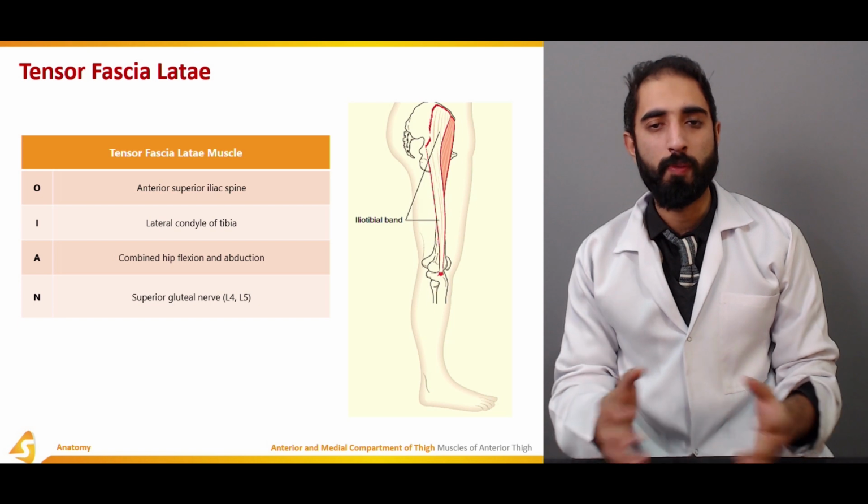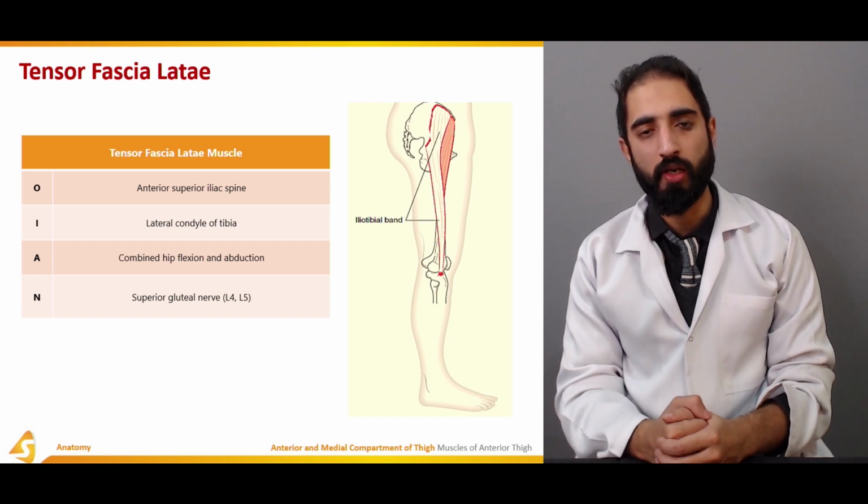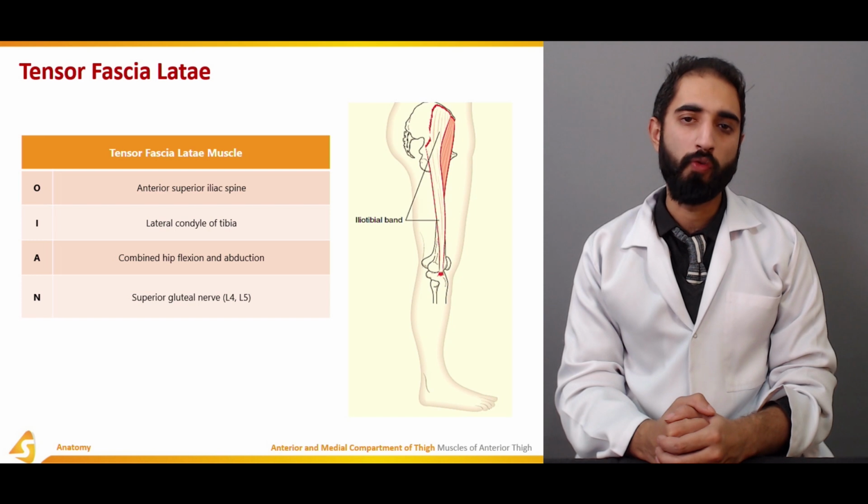Now, talking about the nerve supply of tensor fasciae latae, it is via the superior gluteal nerve through the nerve roots L4 and L5.